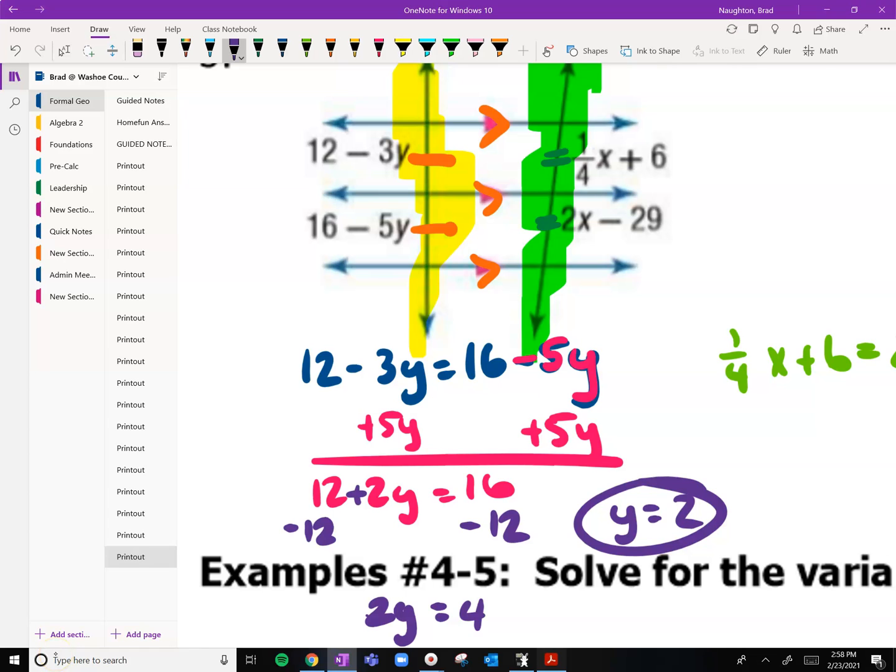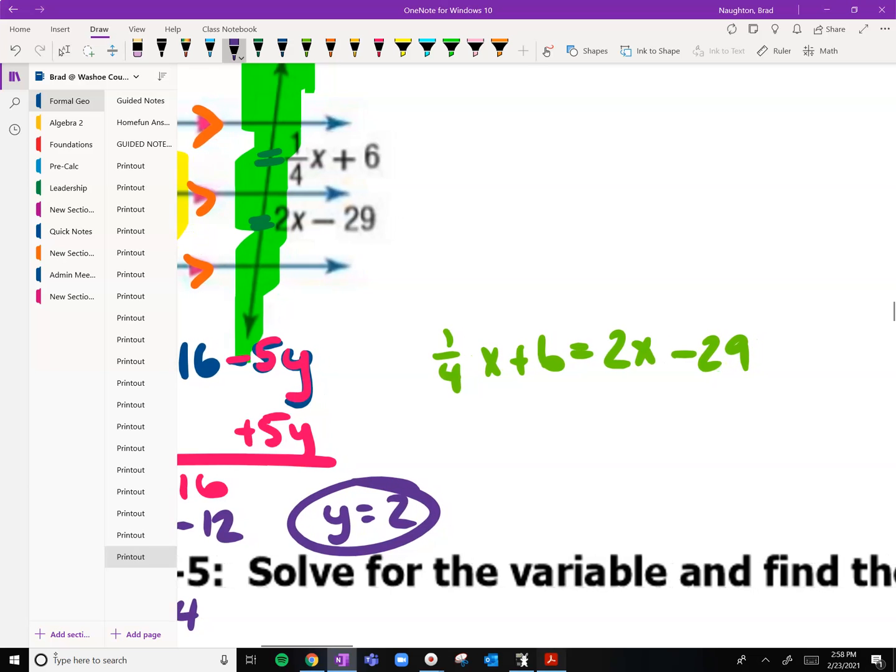So 12 minus 6, because 3 times 2 is 6. So 12 minus 6 is going to be 6. 16 minus 10 is going to be 6. That checks out perfectly. All right, let's do this one.